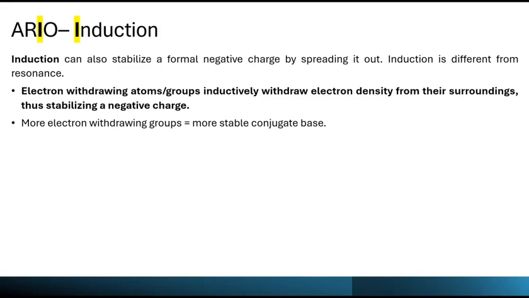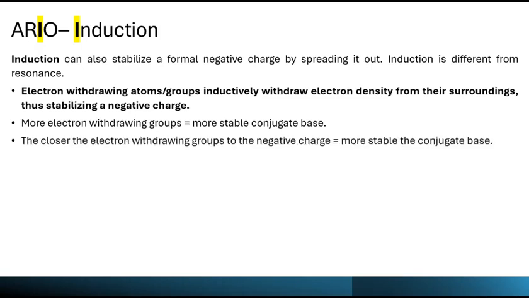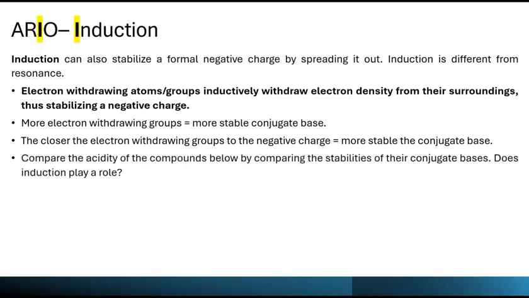Remember that electron withdrawing groups will have atoms that are electronegative and can pull electrons towards themselves more. The closer the electron withdrawing groups are to that negative charge, the more stable the conjugate base. Let's compare the acidity of the compounds below by comparing the stability of their conjugate bases. Does induction play a role?